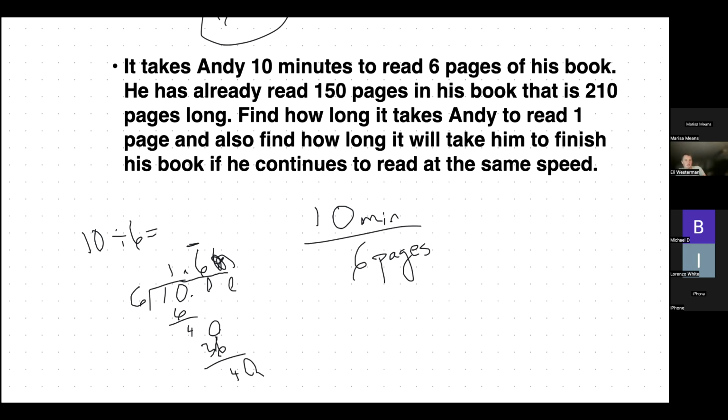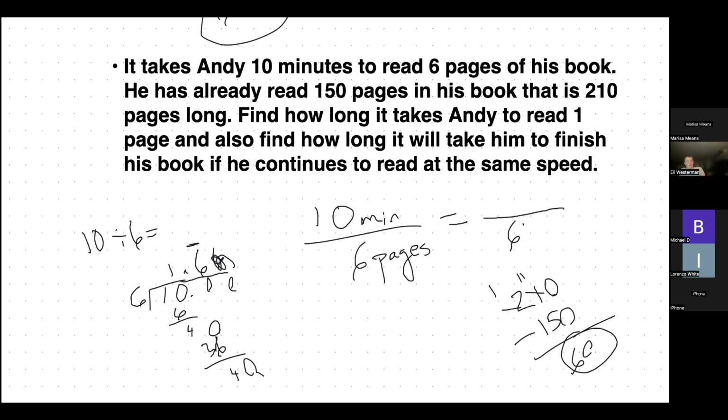Now, how long will it take him to finish the book if he continues to read at the same pace? Well, here we've got to do some critical thinking. There are 210 pages in the book, and he's already read 150. So he still needs to read, let's see how many pages. 11 minus 5 is 6. So he still needs to read 60 pages. So we need to figure out how long it's going to take him to read 60 pages.